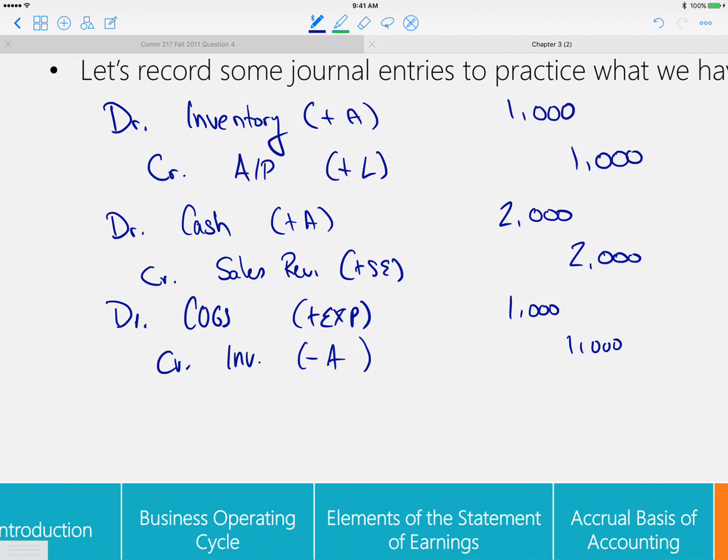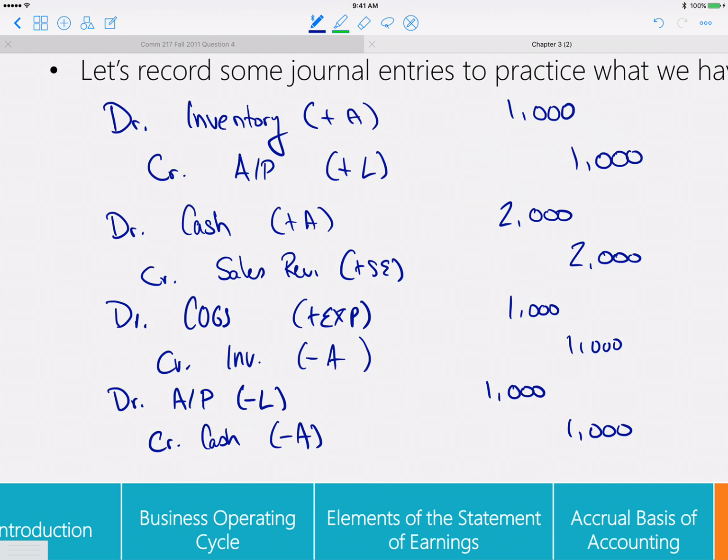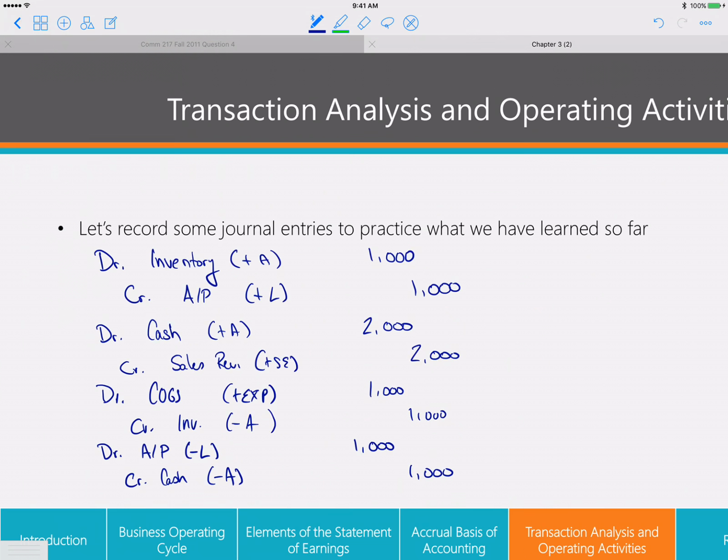And now that we've received cash, let's pay our suppliers. So we debit accounts payable. So it's a decrease in liabilities of 1,000. And now we're going to decrease cash, a decrease in assets of $1,000. And if you can understand why we've done all these entries and you understand the logic behind it, that's the most important thing here. Don't worry about individual account names, but just worry about understanding the big picture. Do you understand the logic behind each entry?